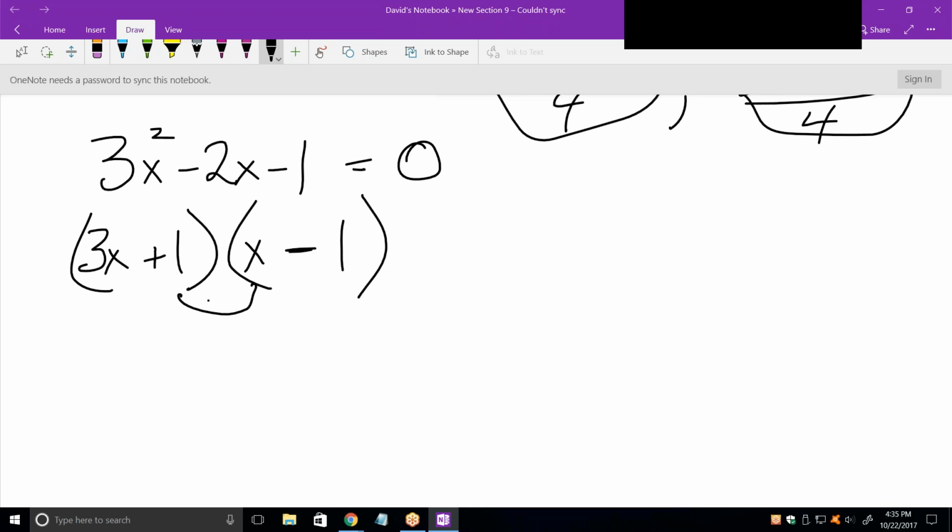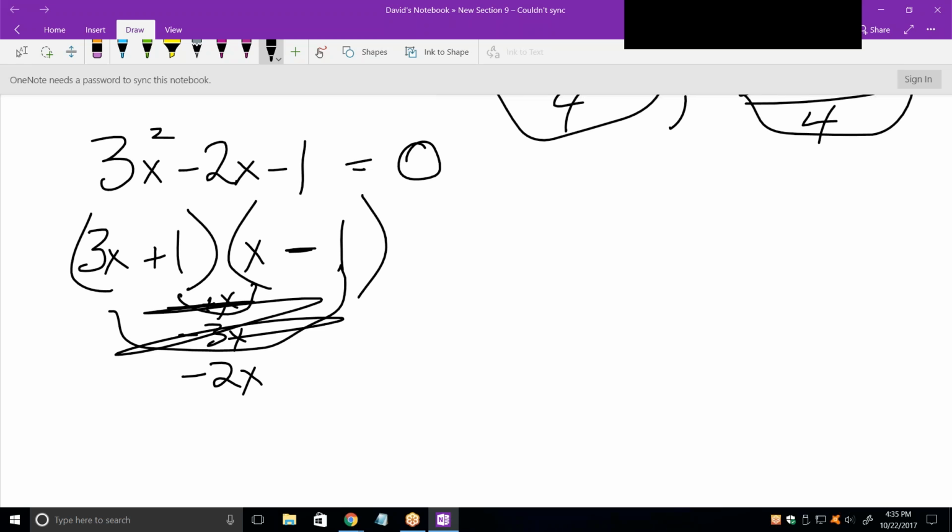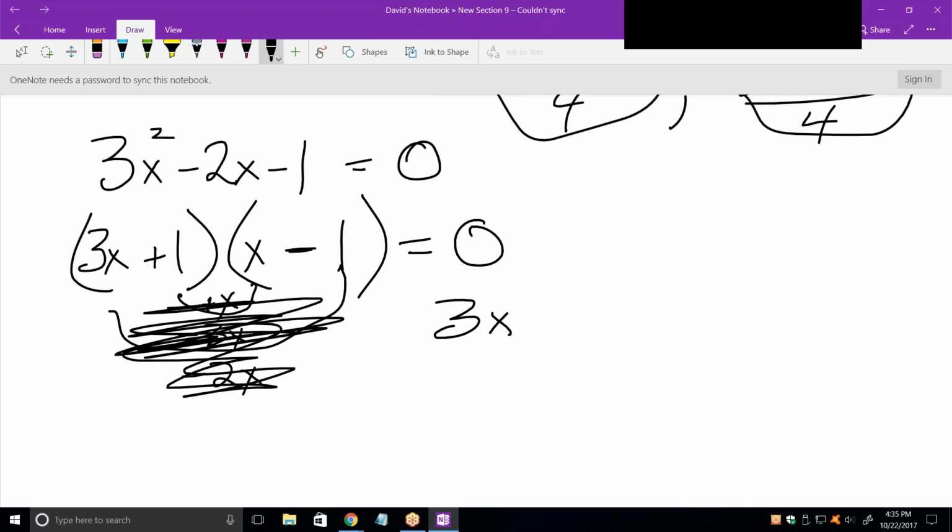Now the inside is plus x. The outside is minus 3x. It gives you a total in the middle of minus 2x. And that's what we have. So it can be factored out. Yeah, factored into those two. And I'll solve it. So then we have 3x plus 1 equals 0 and x minus 1 equals 0. So then we have 1 over 3 equals x.